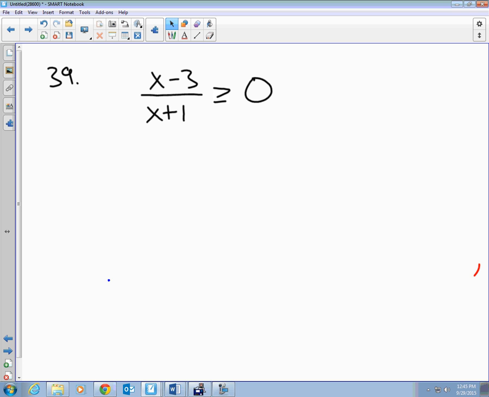But start by making your number line and your table. That's where you start with this. It's already factored, and it's already all on one side, set greater than or equal to 0. I'll pause, give you some time.